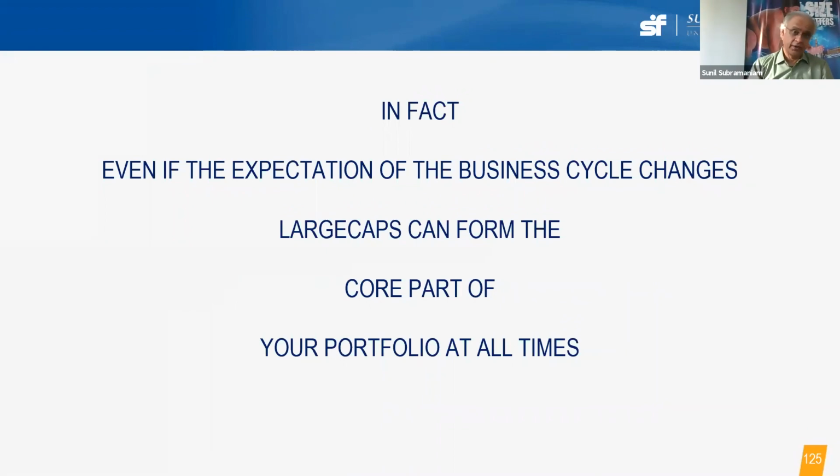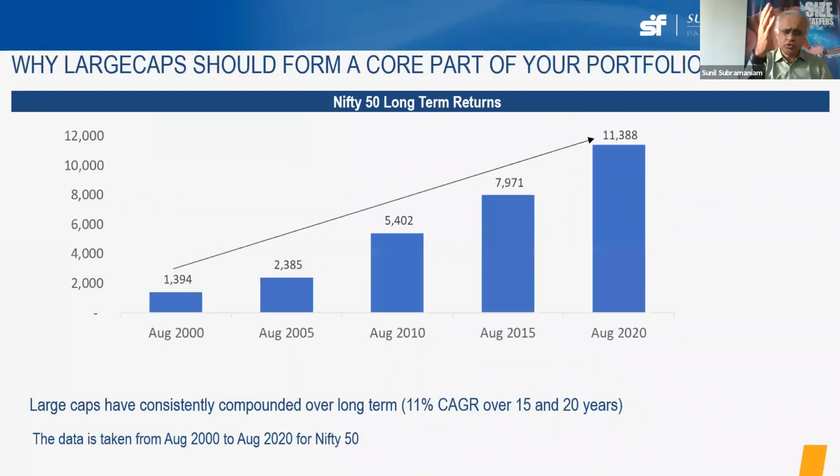In fact, even if the expectation of business cycle changes, large caps can still form the core part of your portfolio at all times. So by mistake, you take a higher large cap and you're delayed in changing over. What happens to you? You look at it that over 15 years and 10 years, if you stayed in the large cap, you got point to point based on today 11% per annum, which compares very healthily with inflation and bank deposits, and you have the added tax advantage of equity of 10% versus 20% and 30% on other alternative bank deposits and other deposits, right?